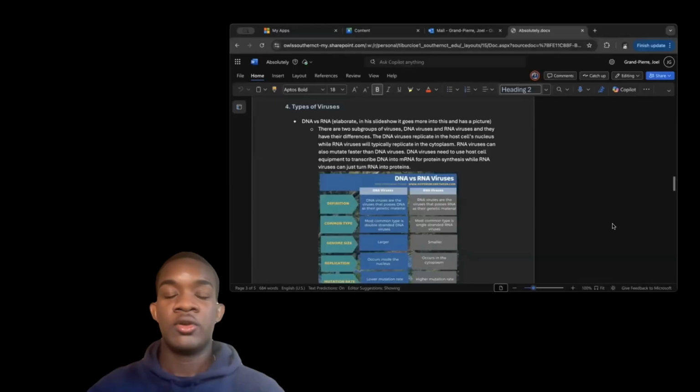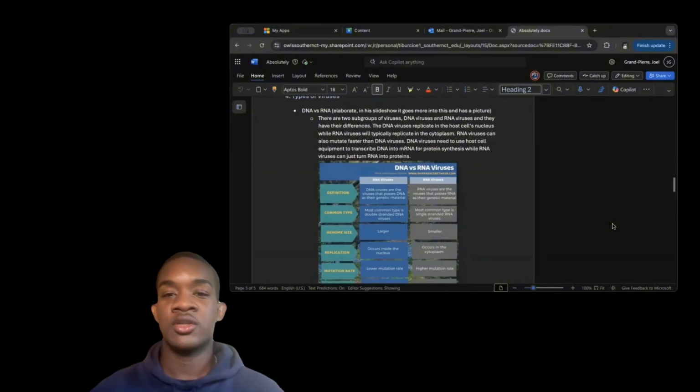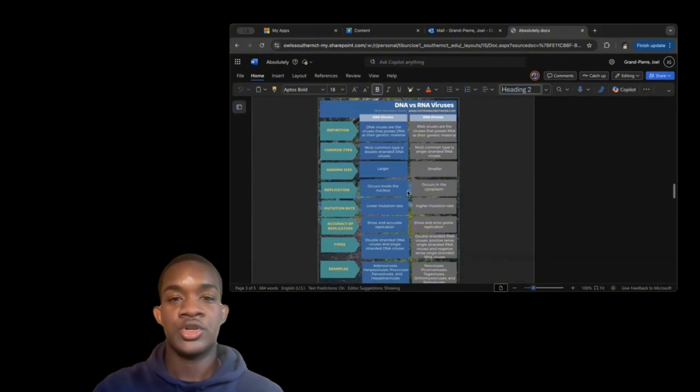Okay. Hello, everyone. Next, we'll be talking about the different types of viruses. So there's two different types, DNA and RNA. DNA viruses replicate in the host cell's nucleus, while RNA viruses will typically replicate in the cytoplasm. RNA viruses can also mutate faster than the DNA viruses. DNA viruses need to use host cell equipment to transcribe DNA into mRNA for protein synthesis, while RNA viruses can just turn RNA into proteins. And then here's a little chart showing more of the differences between the two.